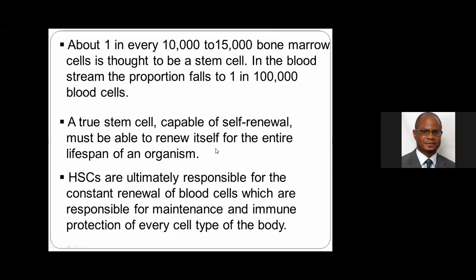Okay, and the hematopoietic stem cells are ultimately responsible for the constant renewal of blood cells, which are responsible for maintenance and immune protection of every cell type of the body. So every cell type of the body is maintained and protected. Maintained means that it is sustained. So if a neutrophil dies, it will be sustained by another neutrophil coming from the stem cell. And so your blood cell levels are maintained. If you are healthy, then your blood cell level is maintained by the continuous division of new stem cells.